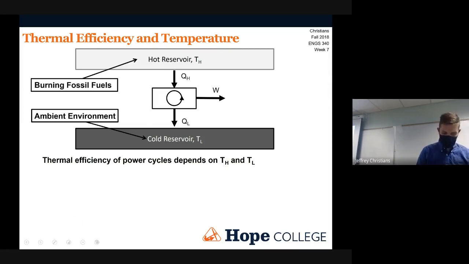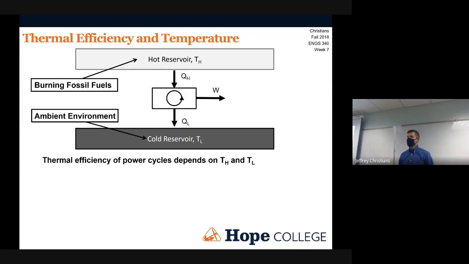The hot temperature often comes from burning fossil fuels. It doesn't have to. It can come from geothermal power, or from concentrated solar power. But it most often comes from burning fossil fuels. Does anybody have an idea what range of hot temperatures I've given you for homework problems? 400 degrees Celsius. Maybe we've done 450, 500 Celsius, things thereabouts.